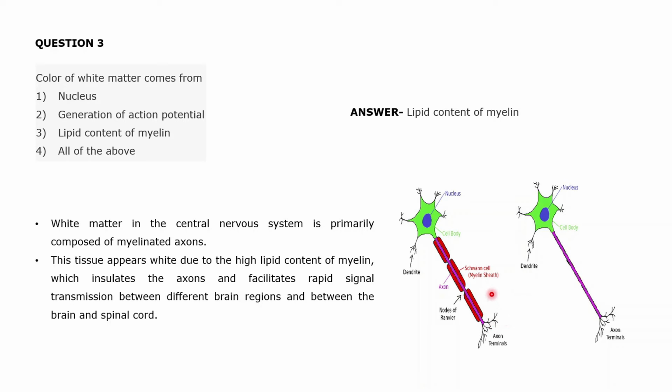This particular type of conduction is called saltatory conduction, and it is much more rapid as compared to the unmyelinated one. So there is basically a difference between unmyelinated and myelinated neurons. So the answer to this question is that the color of white matter comes from the lipid content of myelin. So I suppose it's clear. I will just move on to the next question.